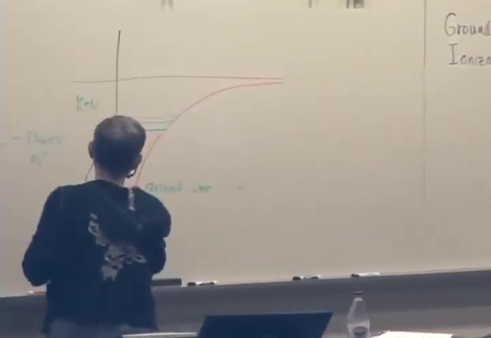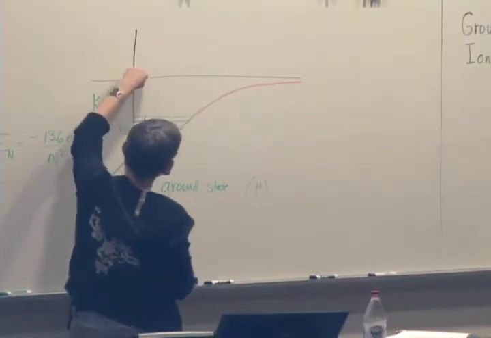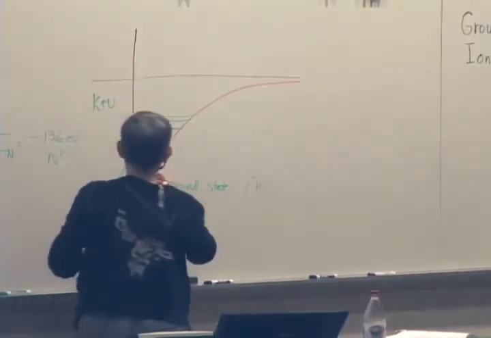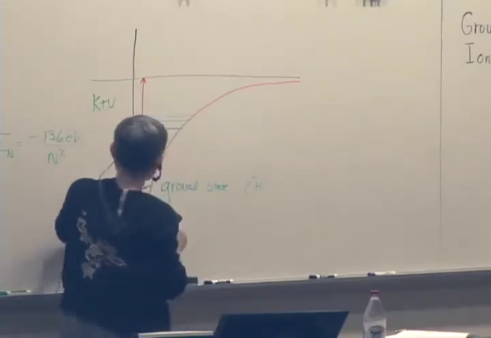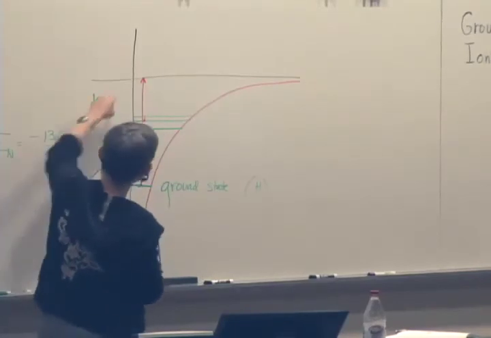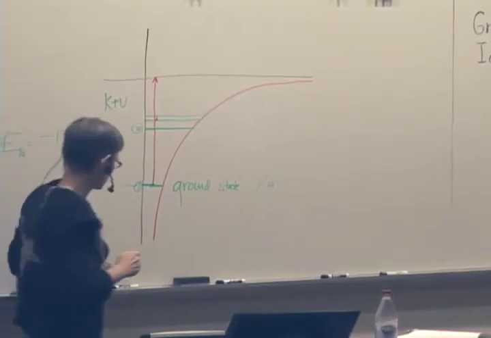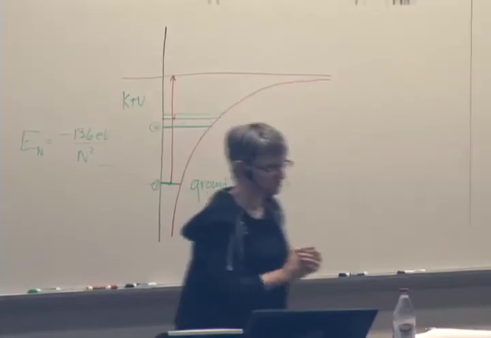So if the system starts out here in the ground state, then we want to get up to K plus U equals 0. It looks like, in fact, we need a photon with enough energy to go from negative 13.6 eV up to 0 eV to separate these two things. So this energy difference is indeed 13.6 eV.